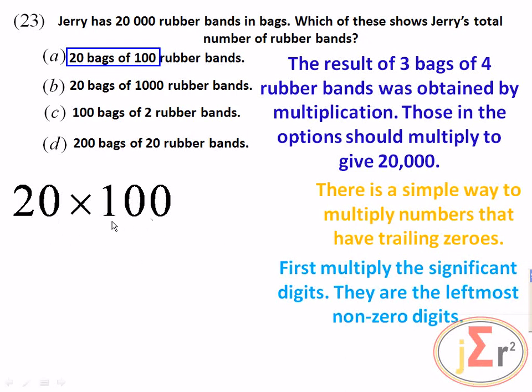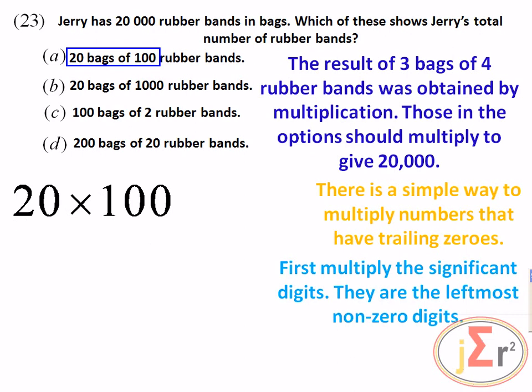And what is the significant digit in 100? The 1. Right. The 1 is the significant digit because in this number, the 1 is at the extreme left and it is not equal to 0. So when we are talking about the significant digits, we are talking about those digits that are not equal to 0. Non-zero. So in this particular case, what is the non-zero digit? The 1, and it is at the extreme left. Also in the 20, 2 is the significant digit. It is to the left and it is not equal to 0.